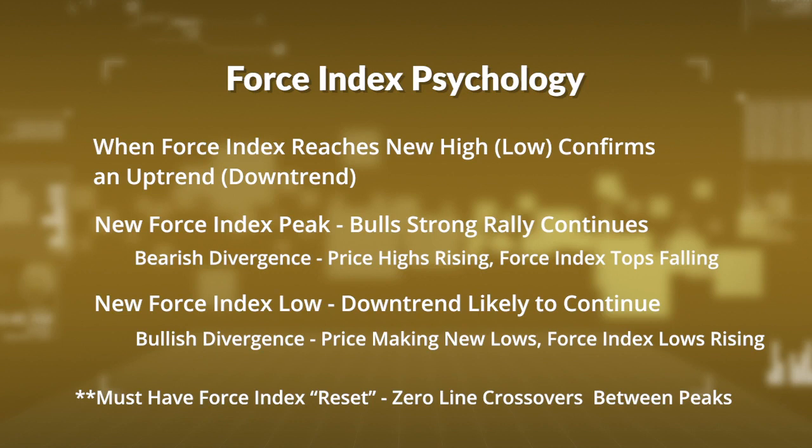Now, if your force index reaches a new low and it's continuing lower, the downtrend is likely to continue. But you need to watch for the divergences. For a bullish divergence, you will look for price making new lows, but the force index lows rising. So on the indicator, you're having rising bottoms, and on price, you're having falling lows.